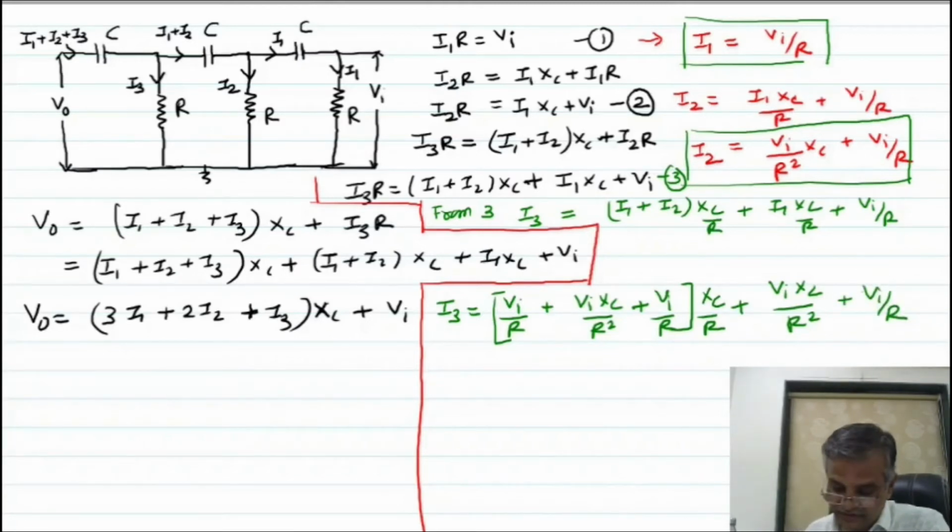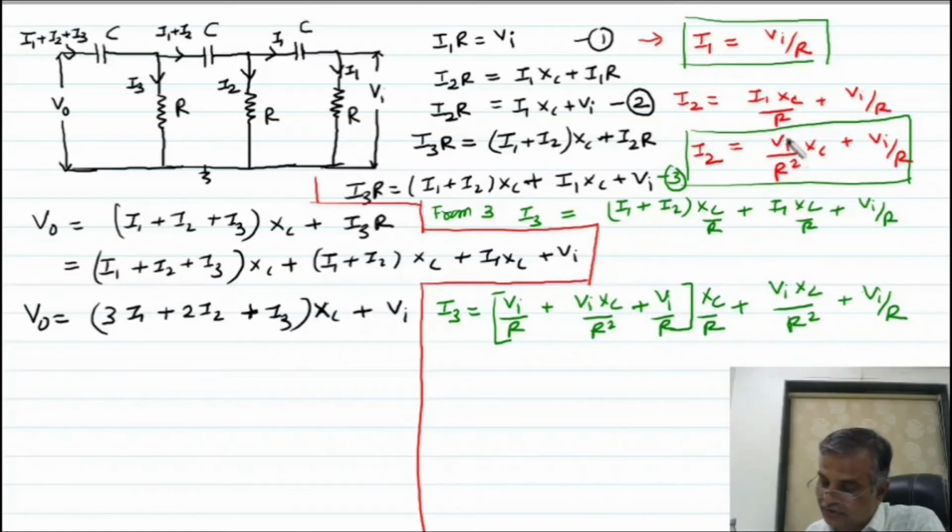Let us check. I3 is equal to I1 plus I2 Xc by R. This R I have taken as the denominator. Plus I1 by Xc by R plus Vi by R. What is I1? So Vi by R. So I put this value Vi by R. What is I2? Vi Xc upon R square plus Vi by R.